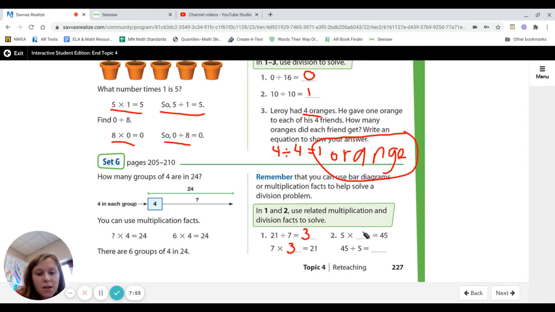5 times something is 45. I know 5 times 1 is 5, 5 times 2 is 10, 5 times 3 is 15, 5 times 4 is 20, 5 times 5 is 25, 5 times 6 is 30, 5 times 7 is 35, 5 times 8 is 40, and 5 times 9 is 45. So that tells me that 45 divided by 5 is 9.